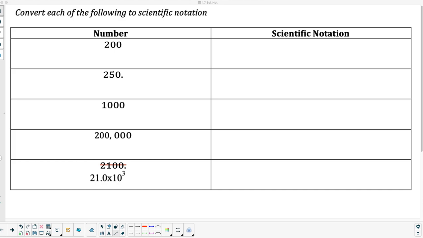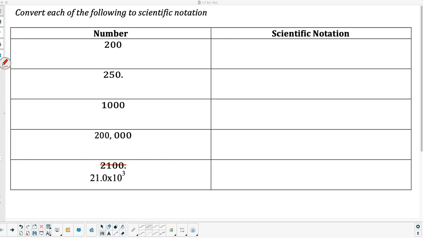Hey class, this is worksheet 1.7, scientific notation, converting to and from. So let's take a quick look. You should have watched the Edpuzzle by this point, so anything I say is just going to be reinforcing what Mr. Palermo already discussed on the Edpuzzle.